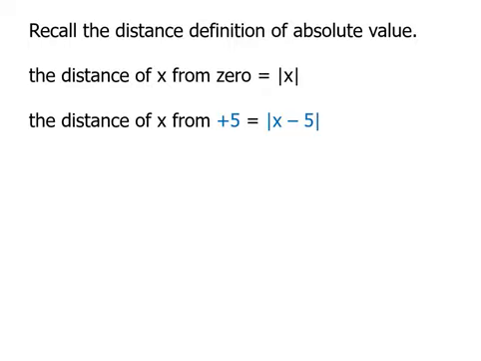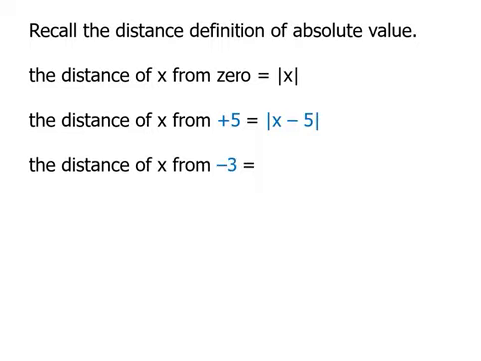So absolute value of x minus 5. And so if I plug in x equals 8, then I get 8 minus 5, absolute value of 3 is 3. And so 8 is 3 away from 5. And if I plug in 2, then I get 2 minus 5, negative 3, absolute value is 3. 2 is also a distance of 3 from 5.